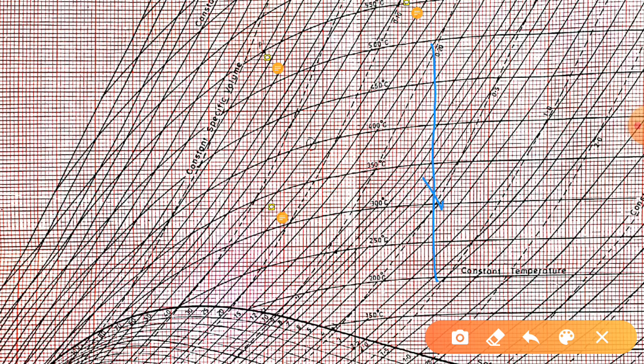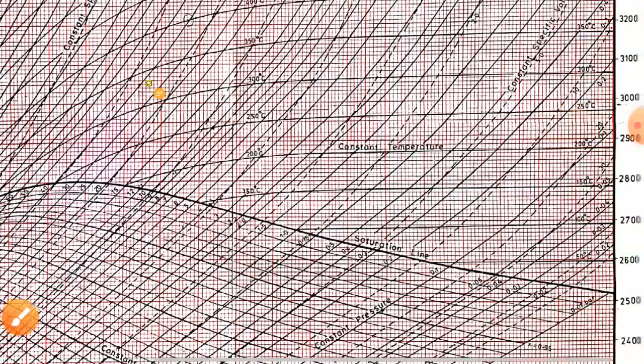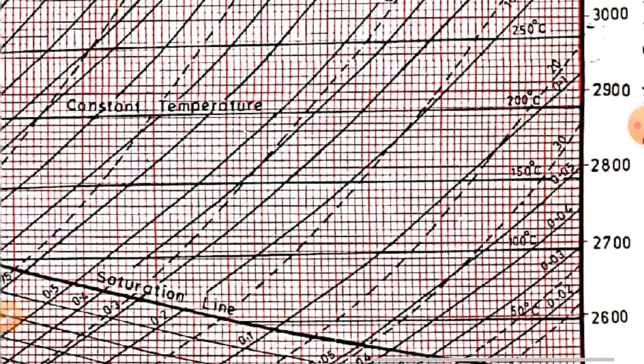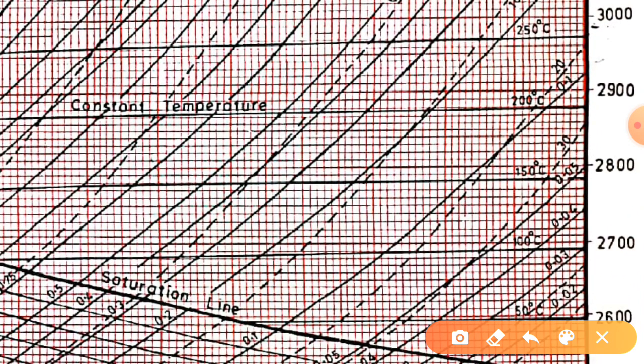So it moves downward till it cuts the 0.1 bar pressure line. Where is the 0.1 bar pressure line? Let me zoom this one. Here we have the 0.1 bar pressure line. I have to move along this direction, and here I have the enthalpy H4.